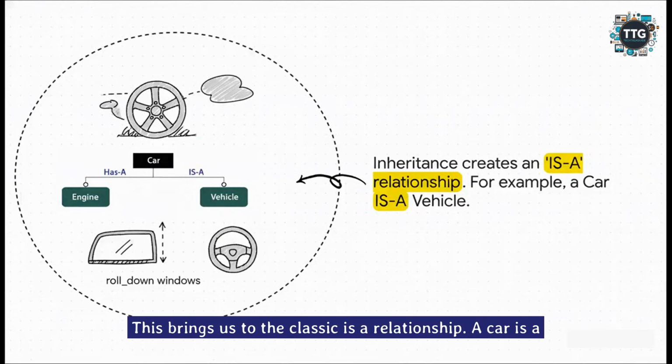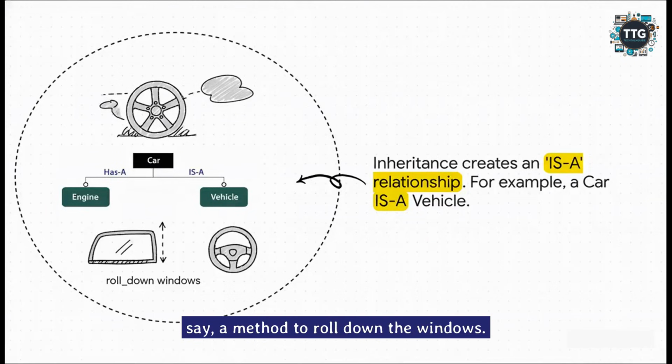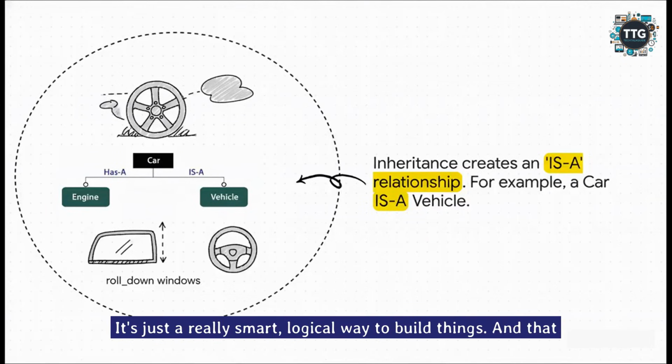This brings us to the classic is-a relationship. A car is a vehicle. See how that works? It gets all the general vehicle stuff for free, like having wheels or an engine. But then the car class can add its own specific things, like, say, a method to roll down the windows. It's just a really smart, logical way to build things.